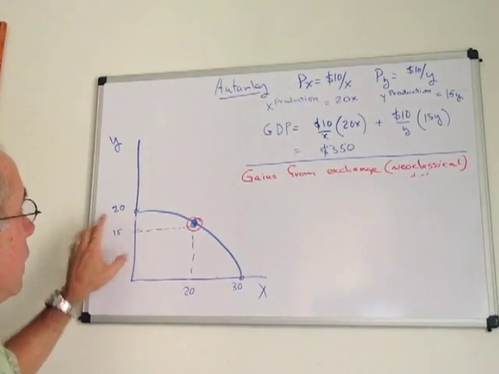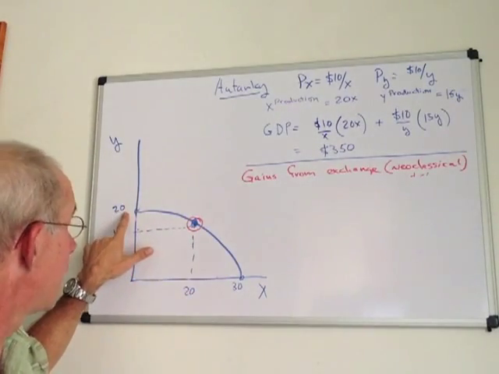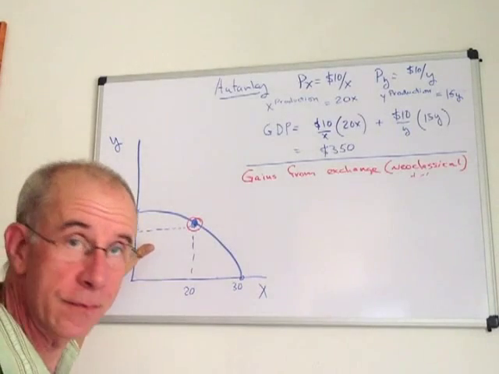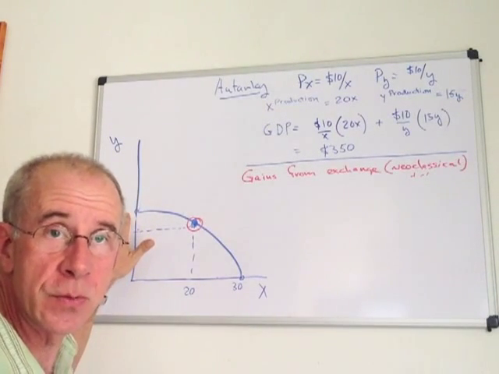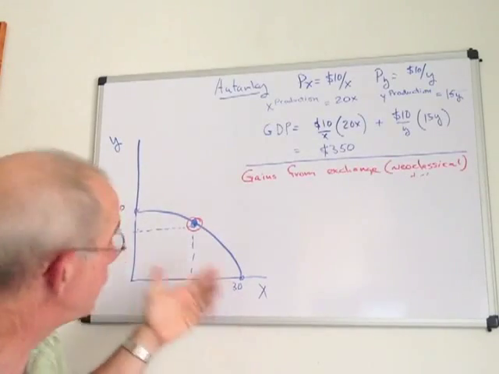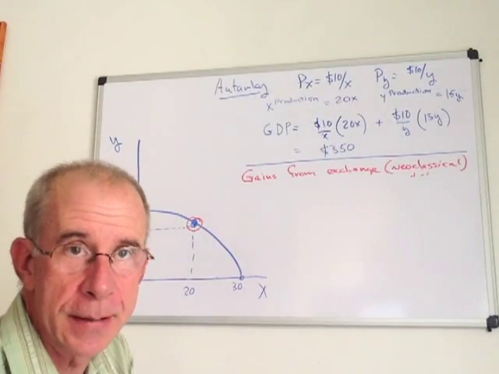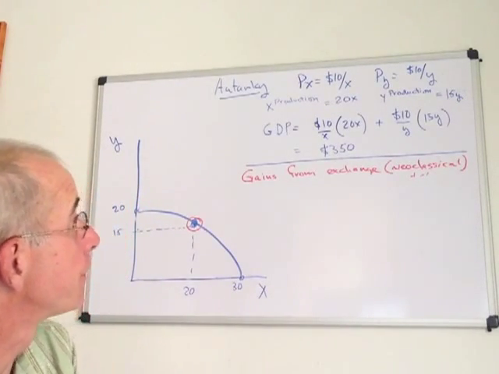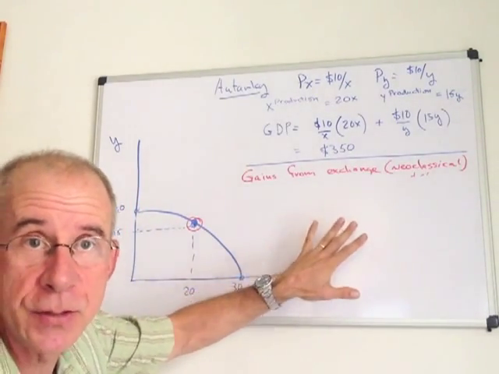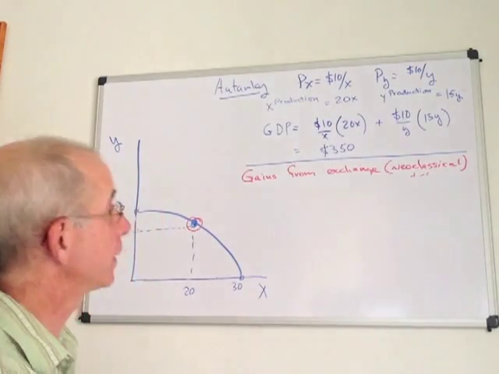Now you'll note that the country is limited to producing at most 20 units of Y if it uses all of its resources on producing Y, or 30X. But it chooses that particular combination to satisfy domestic demand for both goods. So now we'll take a look at the gains from exchange. And remember, that's holding production fixed.